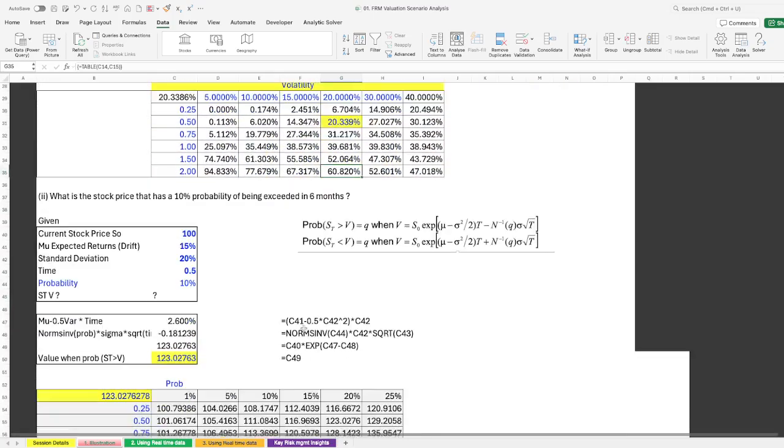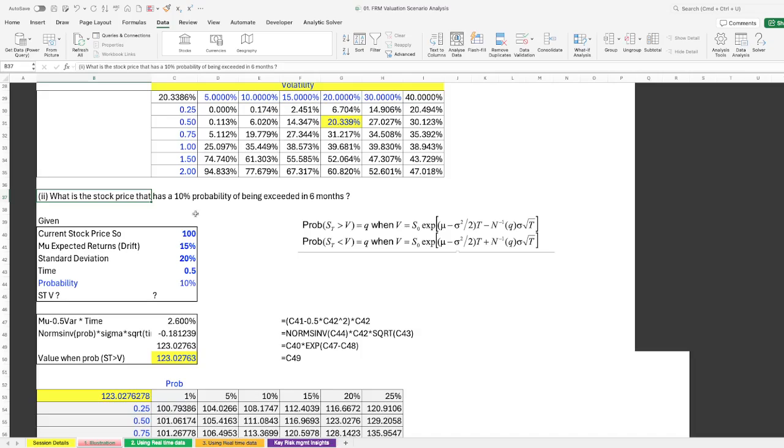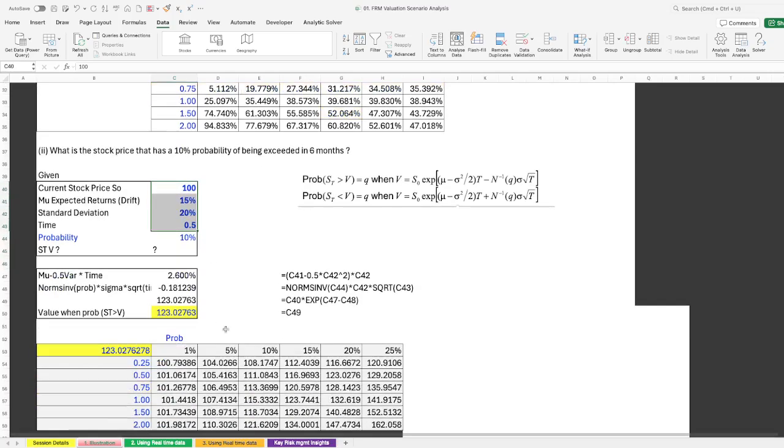You can do an analysis. Now, the next part of the question is: what is the stock price that has a 10% probability of being exceeded in 6 months? So, we need to calculate the value. What is the stock price that has a 10% probability? Given the 10%, the rest of the inputs remain the same.